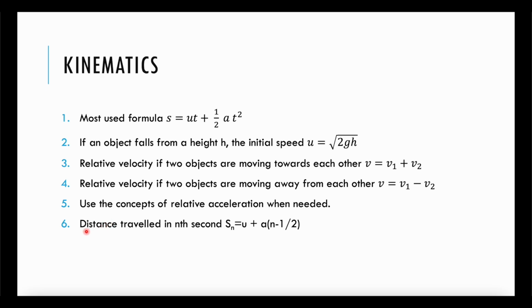The sixth point says the distance traveled in the nth second, Sn, is u plus a times n minus half. There is a problem in shift 1 where you are given two Sn values for n1 and n2, and you need to find u and a. This problem was used once in shift 1.